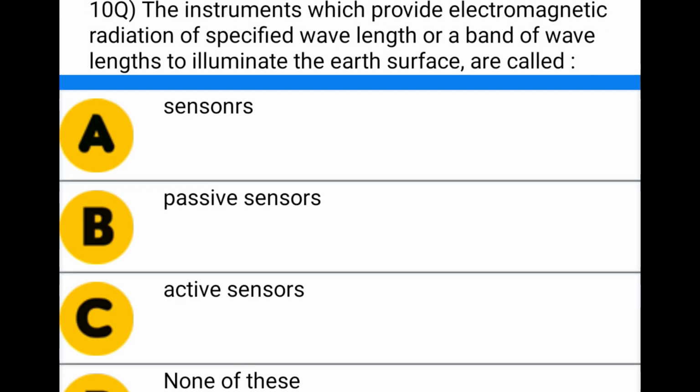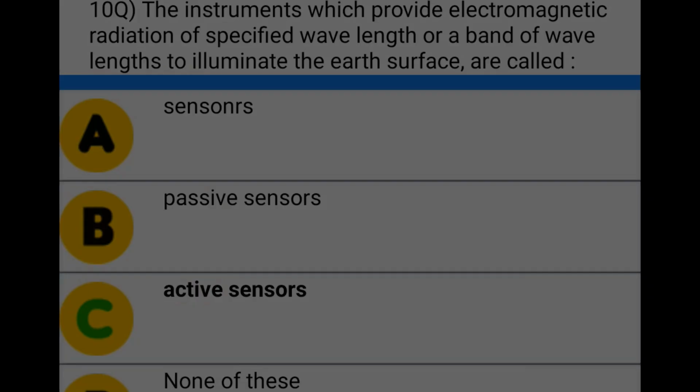Next question, the instrument which provides electromagnetic radiation of specified wavelength or band wavelength to illuminate the earth's surface are called option A sensors, option B passive sensors, option C active sensors, option D none of the above. The correct answer is option C active sensors.